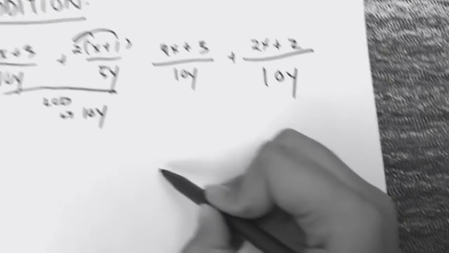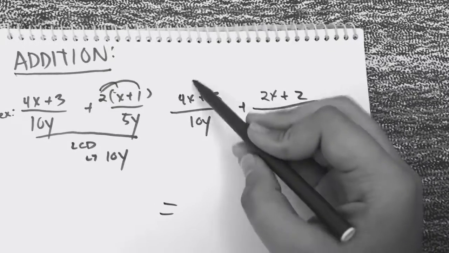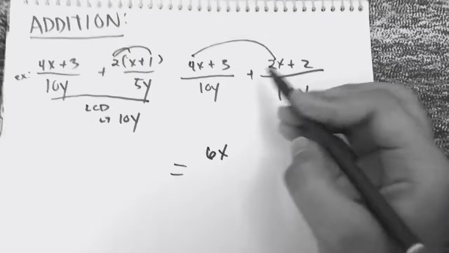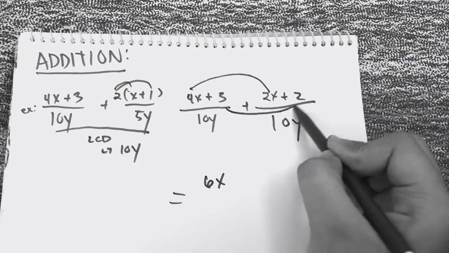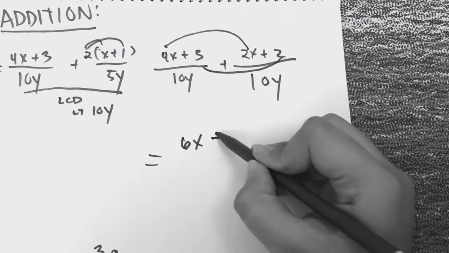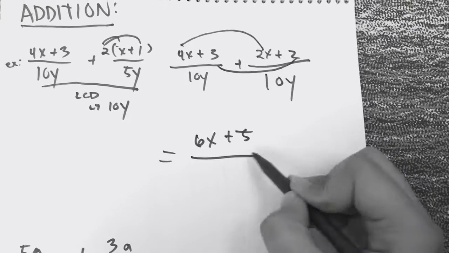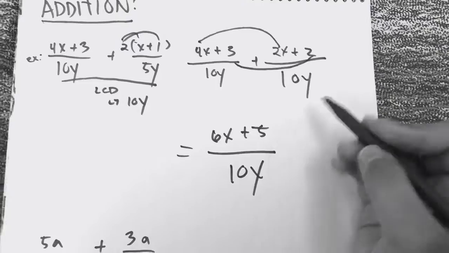Then you can start adding like terms. So 4x plus 2x equals 6x, and 3 plus 2 equals positive 5 over 10y. That will be your final answer.